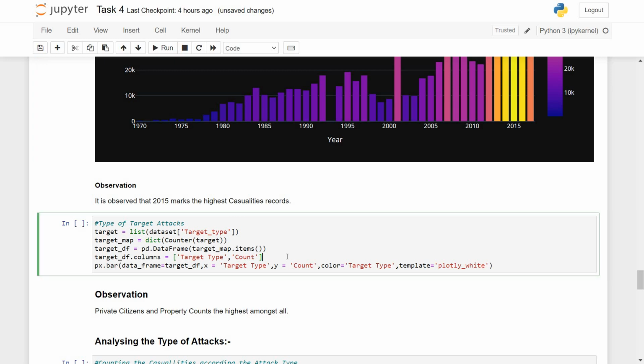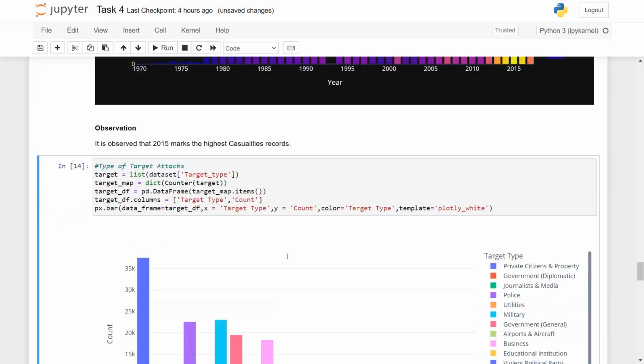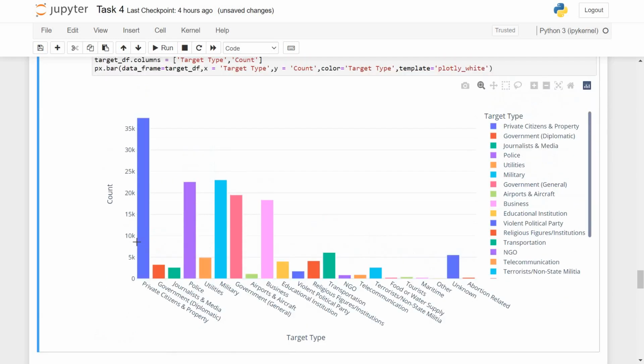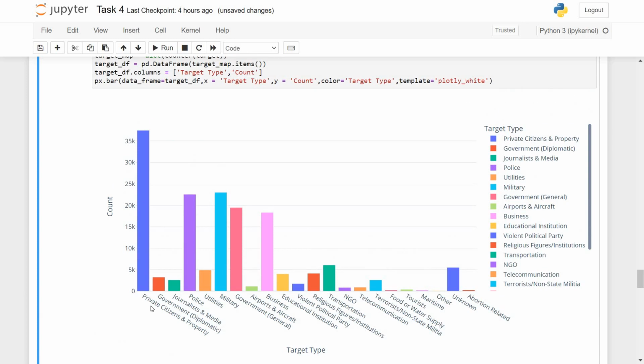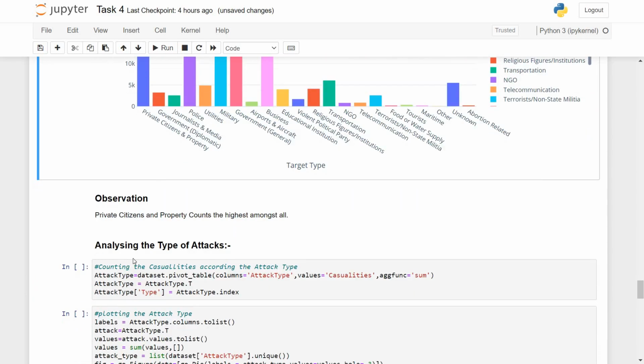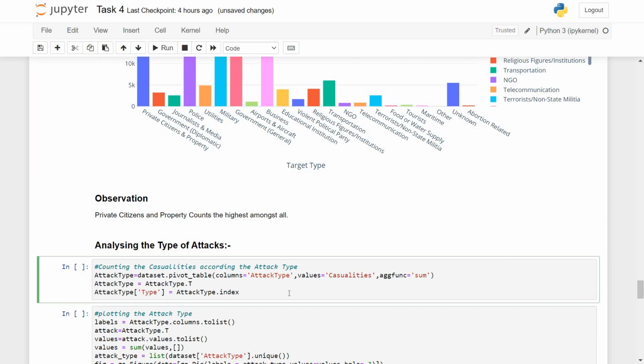I want to determine the types of attacks that they carried out. So you can see the attack targets. The most are private citizens and property, and the next is police count, followed by military count, then government, general agencies and business counts, like that. You can analyze this and observe the same thing, analyzing the type of the attack. So which type of the attack?